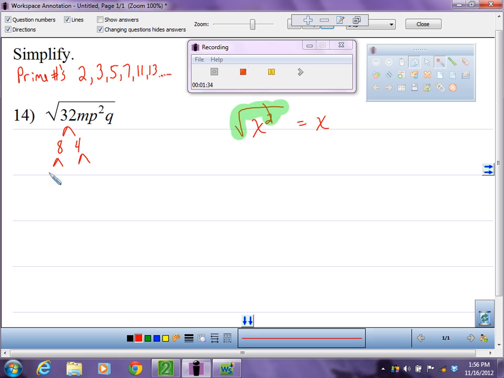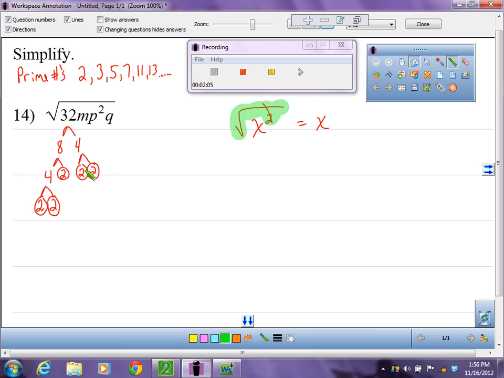Well, the 8 can continue. 4 times 2, and I found a prime number. So this part of the branch is going to close. And this one's going to continue. That's 2 times 2. I can close it. So this branch is closed. On the other side, I got 4, which is 2 times 2. And I can close those branches there.